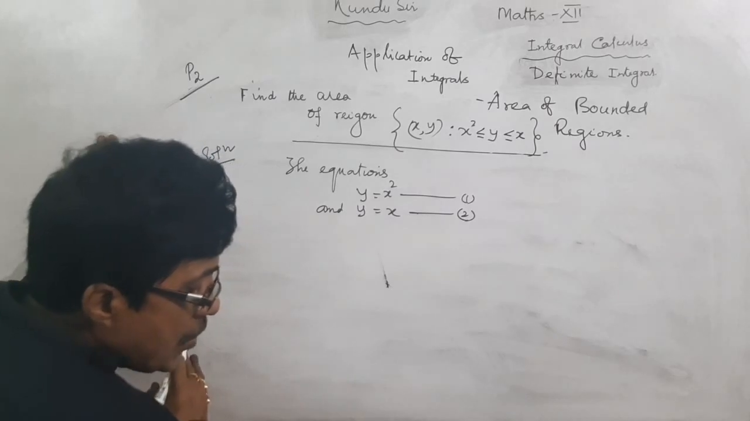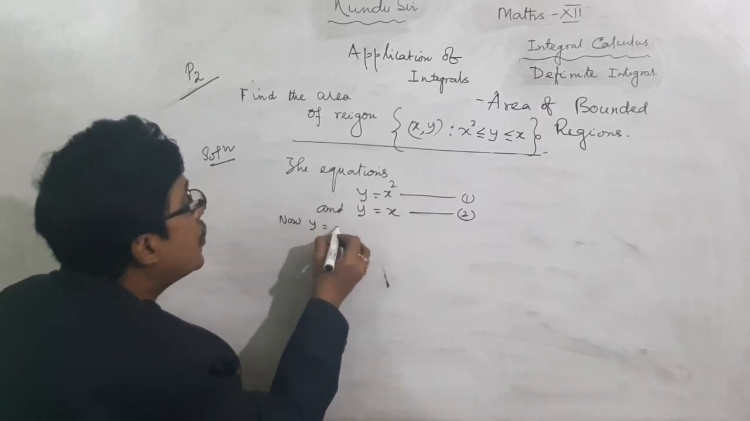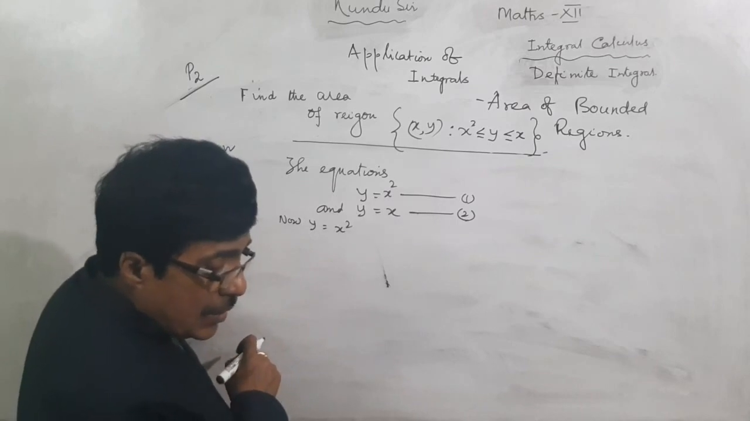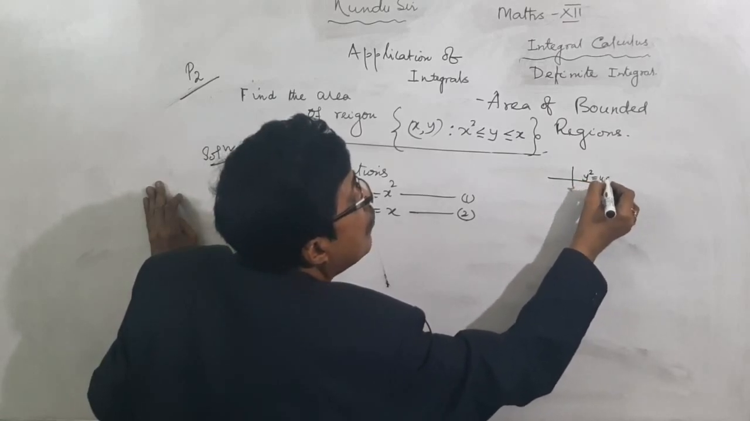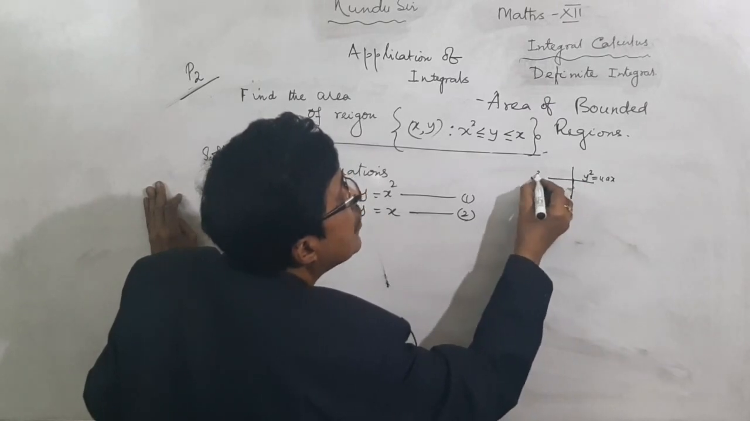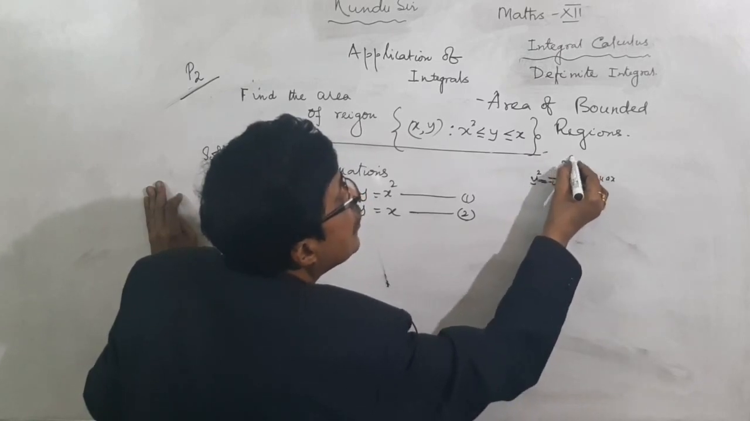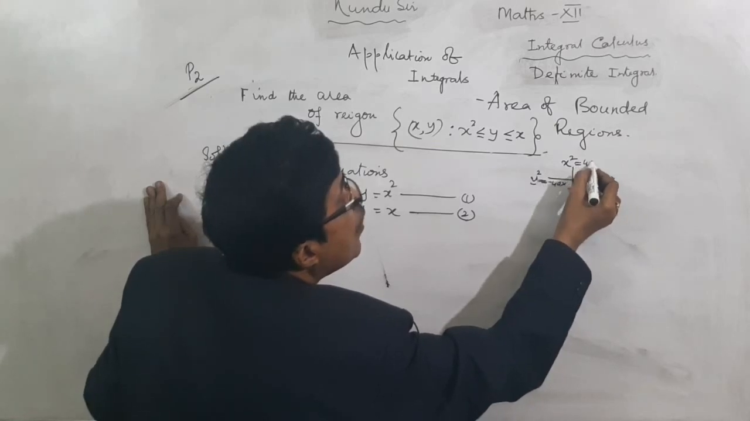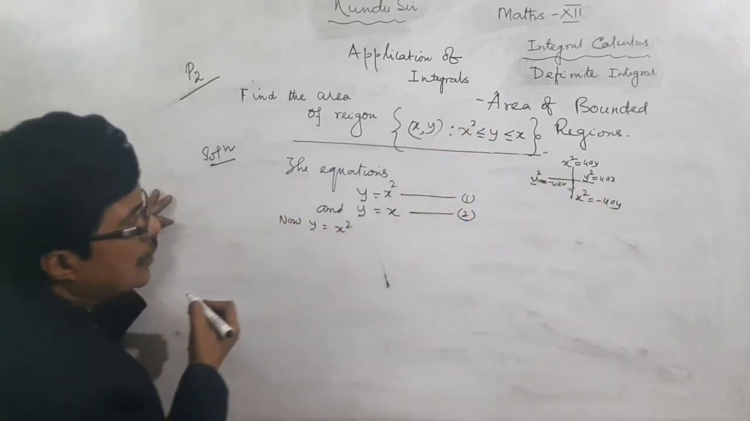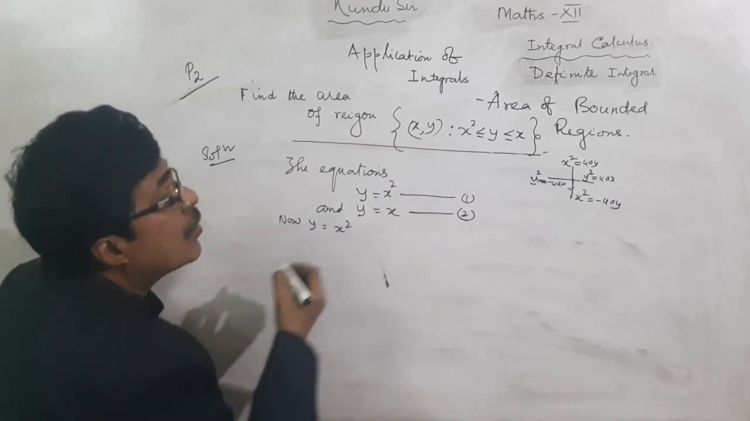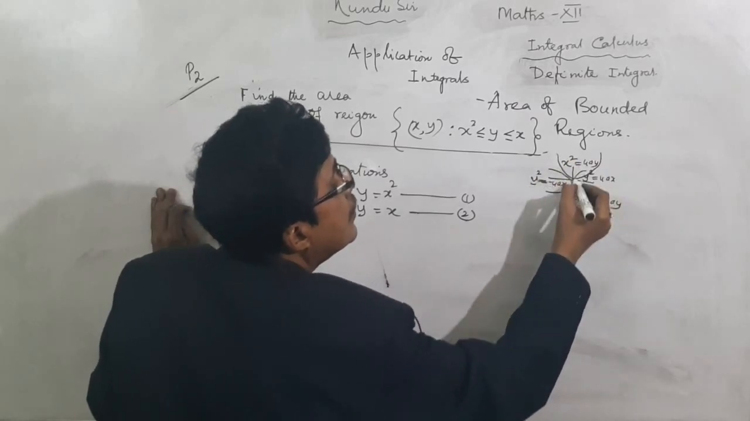Now y equal to x² is an upward parabola, like the parabolas y² = 4x, y² = -4x, x² = 4ay, and x² = -4ay.